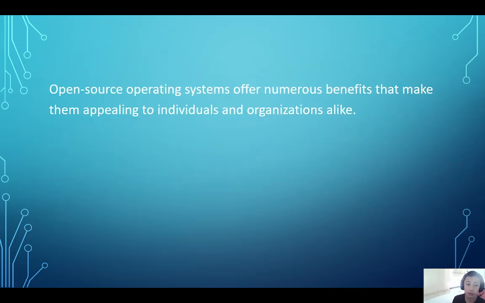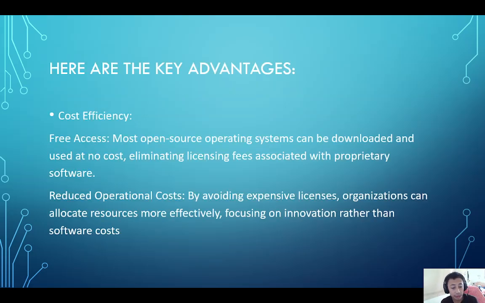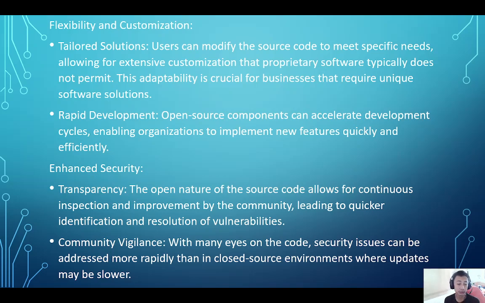So, next, open source operating systems offer numerous benefits that make them appealing to individuals and organizations alike. Here are the key advantages. Cost efficiency. So, free access. Most open source operating systems can be downloaded and used at no cost, eliminating license fees associated with proprietary software and reducing operational cost. By avoiding expensive licenses, organizations can allocate resources more effectively, focusing on innovation rather than software costs. And flexibility and customization.